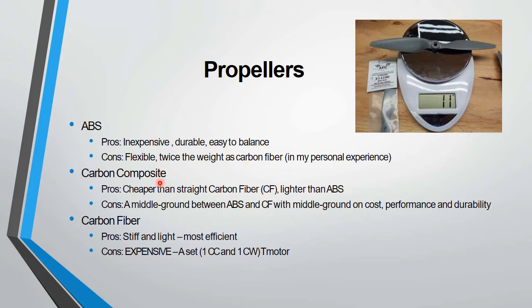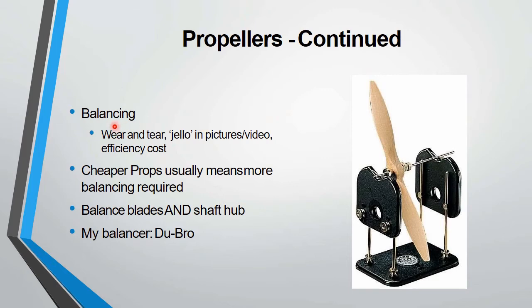And then carbon composite. Pros: they are cheaper than straight carbon fiber, CF, and lighter than ABS. And then cons: a middle ground between ABS and CF, with middle ground on cost, performance and durability. And then carbon fiber, pros: stiff and light, most efficient, whereas cons: expensive, it is very expensive. Propeller balancing, wear and tear, jello in pictures, video efficiency, cost: cheaper props usually mean more balancing required, and balance blades and shaft hub, and then a Dubro balancer, it's Dubro.